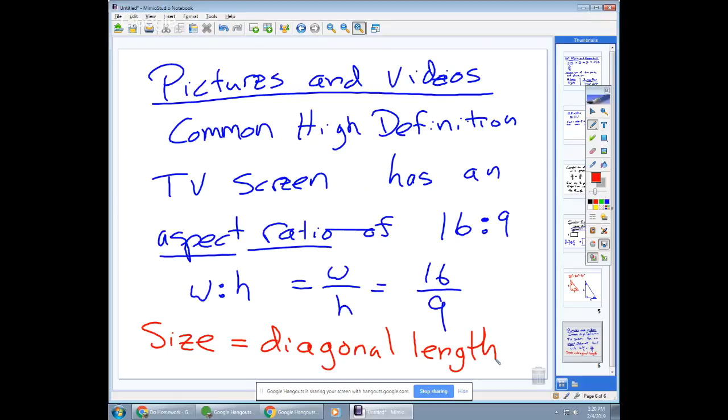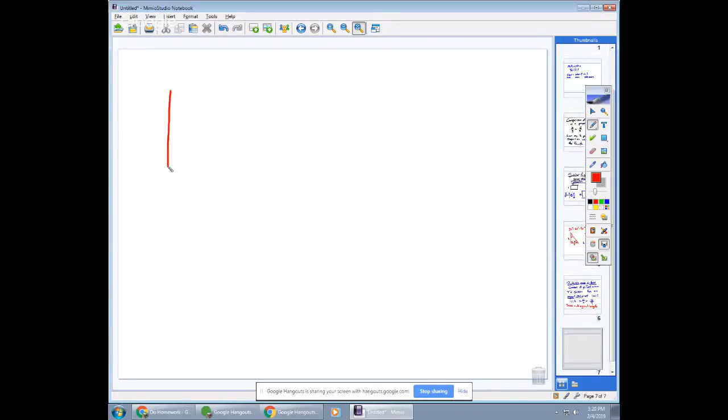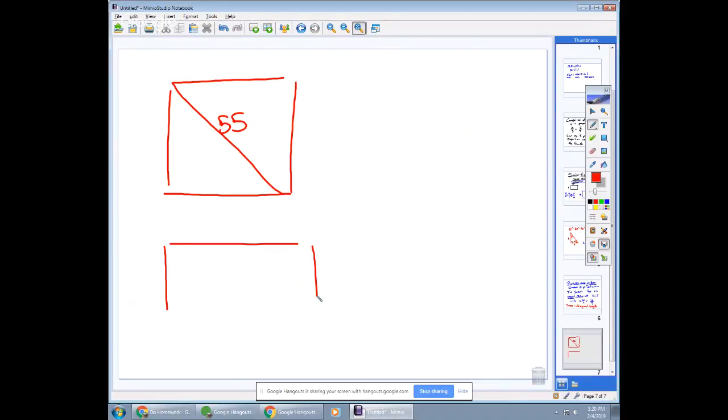Generally, when you look up TVs, they'll say this is a 55-inch TV, this is a 40-inch TV. They just give one number to describe the size of the TV, and it always refers to the diagonal. But screens can be different shapes, right? You can have a 55-inch TV that looks more square, or one that looks more rectangular. So there are all kinds of rectangles and squares that have a 55-inch diagonal. Usually with high definition, though, it's going to have an aspect ratio of 16 to 9.